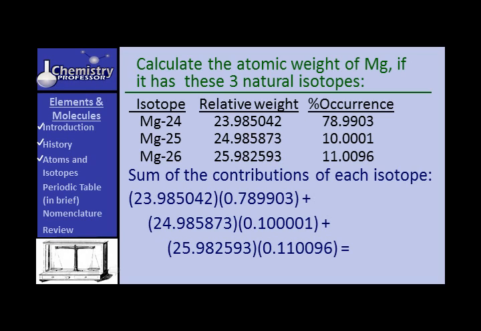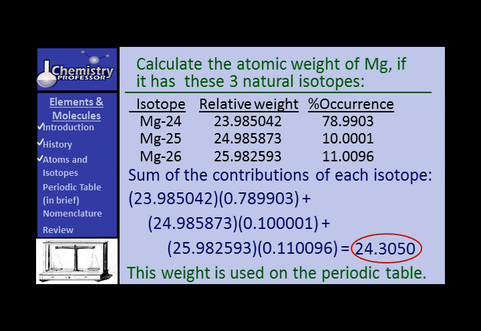Now we know the amount that each one of the isotopes contributes to the average amount, or the atomic weight, if you will, and that gives us the atomic weight of 24.3050. And this is the weight that we will use on the periodic table. Now, do you have an idea of how it works? Remember, it is the percent occurrence times the atomic weight, or the relative weight, of each one of the individual isotopes to give us the amount that that particular isotope contributes to the whole. We add those up, and that gives us our periodic table weight.